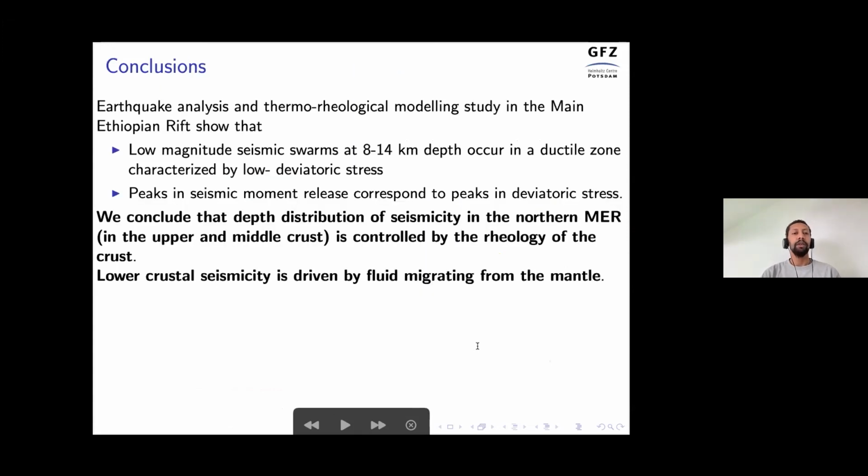Okay, so as a conclusion, upper and middle crustal seismicity in the main Ethiopian rift can easily be explained by the rheology of the crust, whereas fluid migrating from the mantle or the Moho can explain lower crustal seismicity in the main Ethiopian rift. So, thank you.